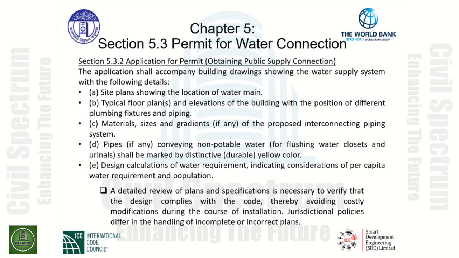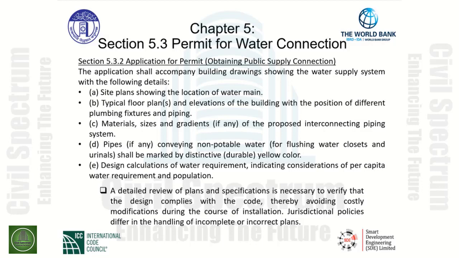Section 5.3.2, Application for Permit, Obtaining Public Water Supply Connection. The application shall accompany building drawings showing the water supply system with the following details. As stated before, we went over the application specifically. Now we need to make sure that we have the details as far as the building drawing showing the water supply system. Item A requires site plans showing the location of the water main.